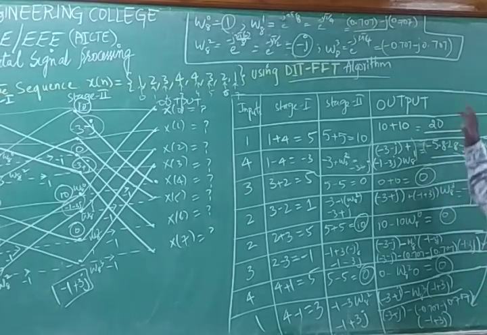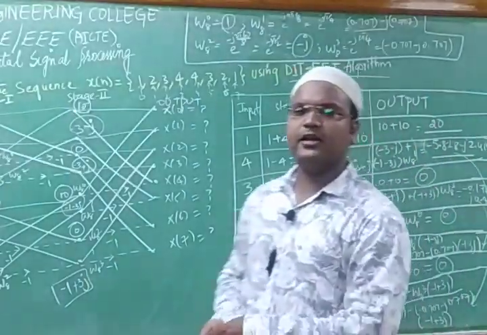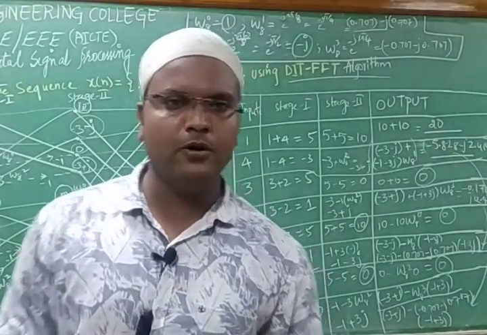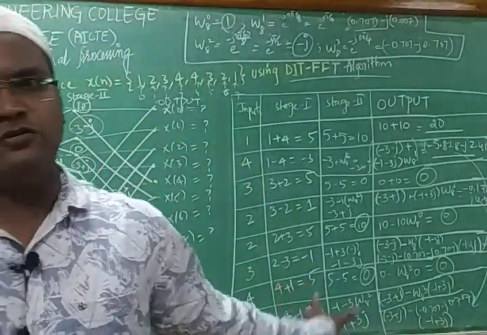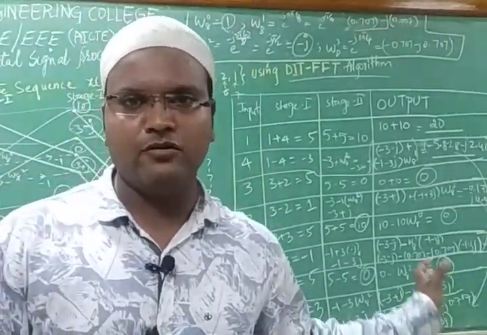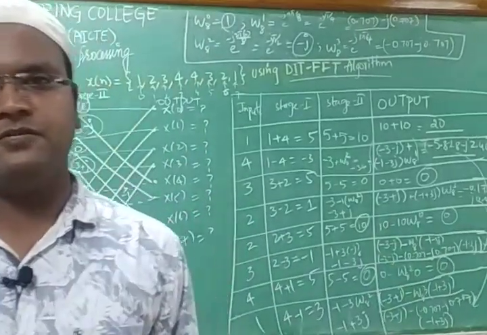So I found x of 0, x of 1, x of 2, 3, 4, 5, 6, 7. So from 0 to 7, in total it is 8 values I had. I'll write down the output directly. But before writing the output, cross check these values on your calculator. Put the values in the calculator and find the answer for it.